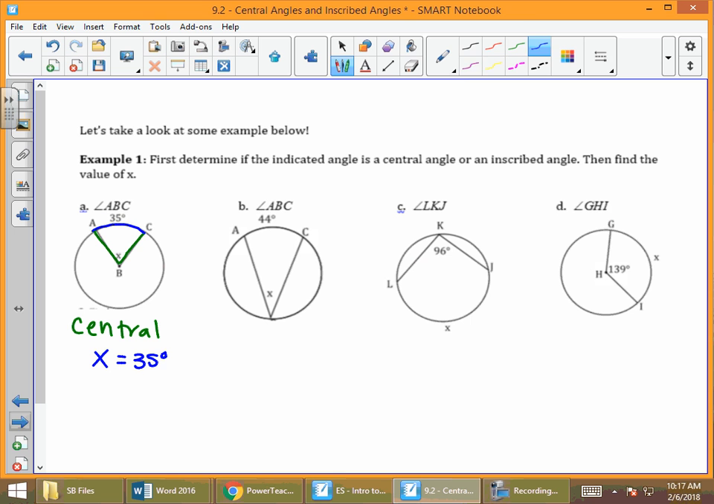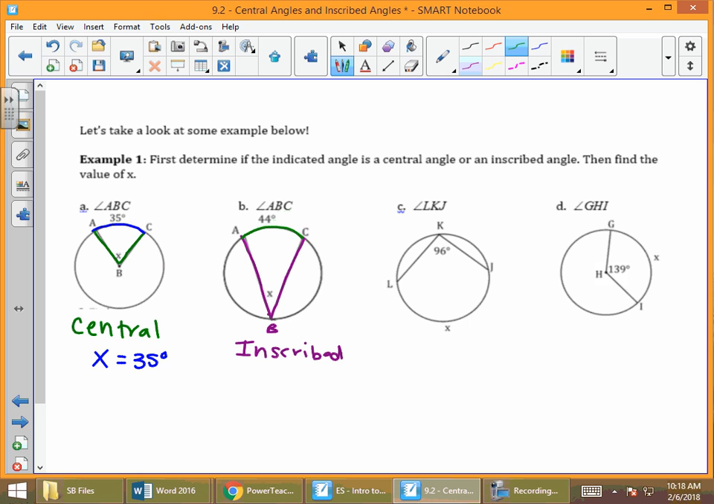If we take a look at B, this would be B right here. We have angle ABC. Is that a central angle or an inscribed angle? Good, inscribed. The vertex is on the edge. Okay, so now we have to find the value of x. Well, I notice x is my angle. So whenever my angle is missing, you go to the arc. And the arc measure is 44.